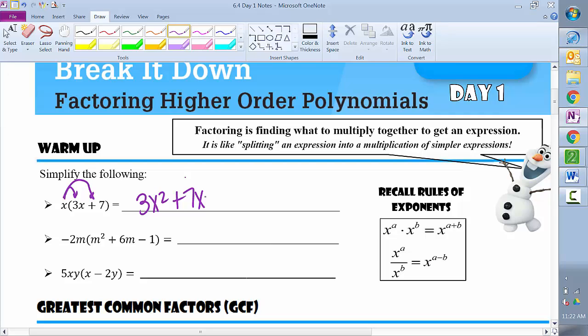Questions about the first one and how to distribute that in? All right, do the next one. You're multiplying it to every single term. Careful, you have a -2 on the outside. You multiply your numbers together and you multiply your variables together. So just be careful.